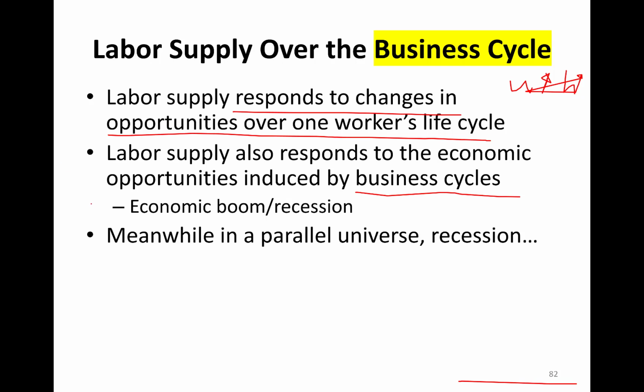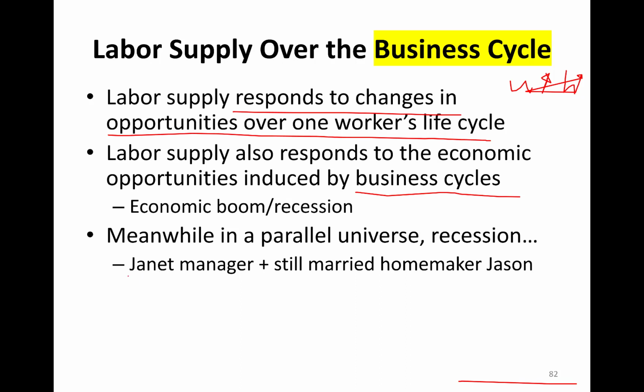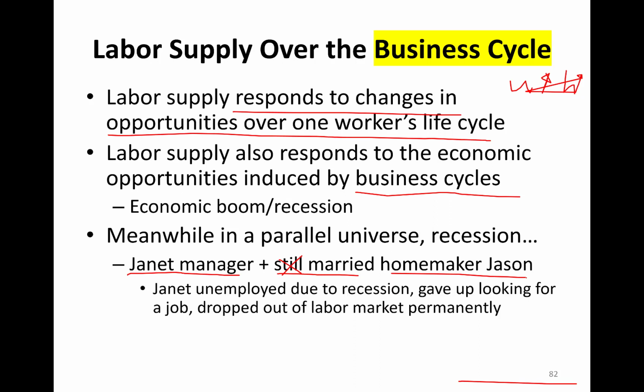The best way to understand how labor supply may respond to a business cycle is to look at an example. Meanwhile, in a parallel universe, a recession is going on. Let's say initially Janet is a manager of an accounting company, married to a homemaker, Jason. Jason is a stay-home puppy, fur baby dad. And let's say there's a recession. Janet is unemployed due to the recession.